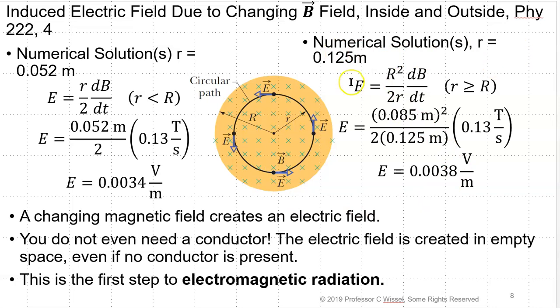Now we're going to get it at r equals 0.125 meters, which is outside the magnetic field. We had an expression on the previous page, which is just right here, and now we can plug the numbers in. E equals big R squared, 0.085 meters squared, divided by 2 times 0.125 meters, that's the little r, times dB/dt, which is 0.13 Tesla per second. So the field is 0.0038 volts per meter. Now this says that a changing magnetic field creates an electric field, and you don't even need the conductor. The electric field is created in empty space, even if no conductor is present. And again, we're heading toward the second half of the course, which is electromagnetic radiation.